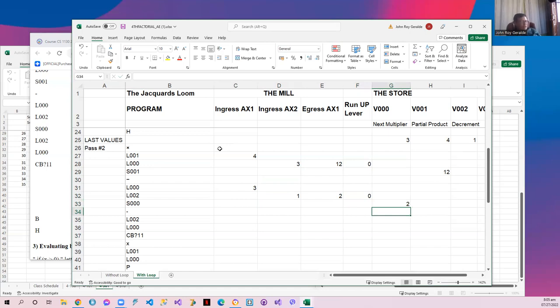Okay, and then we set up the condition for continuation. We do a minus of L, 0, 0, 2, which is 1. And L, 0, 0, which is 2. Right? 1 minus 2 is negative 1. So what will be our run-up lever here? 1. Okay. It's binary. So being 1, what will we do? Move backwards or move forwards? Backward or forward? Anyone?